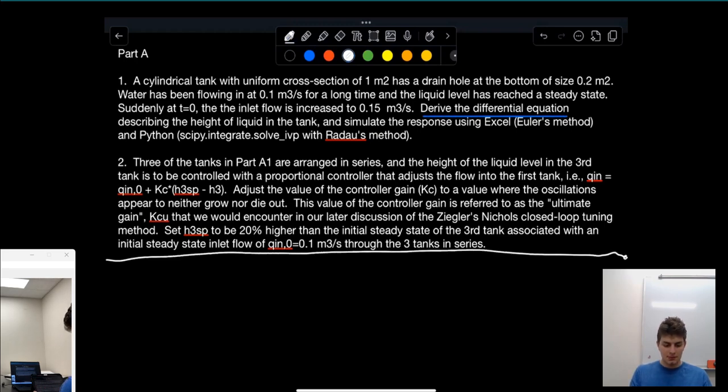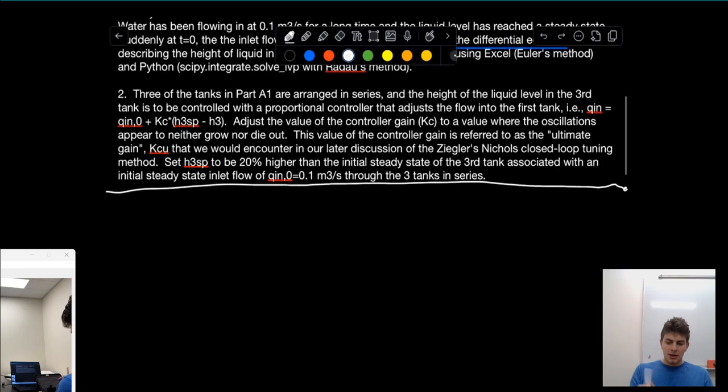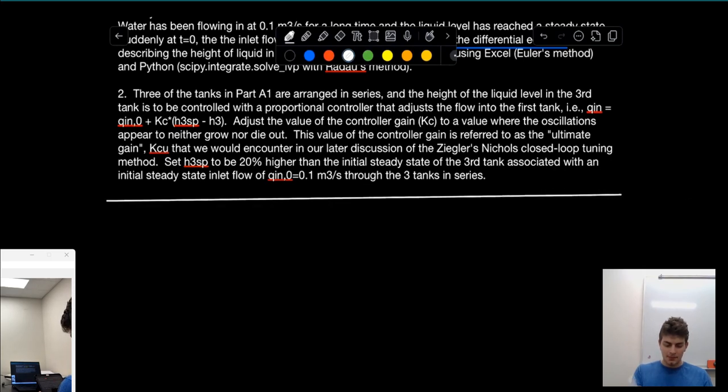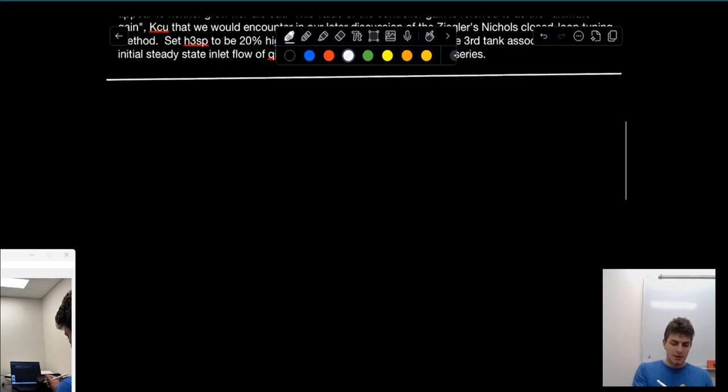So we're just looking at prompt 1 here, which is going to be just one tank. So again, here's our tank. It'll look something like this.